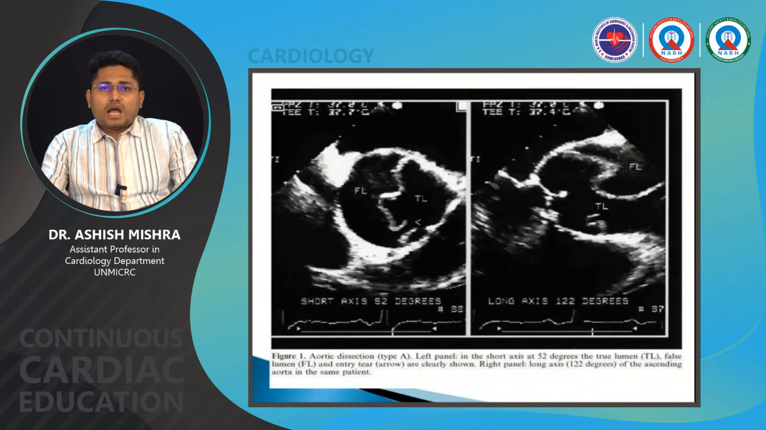Nowadays, CT imaging is available right at the corner, and utilization of transesophageal echo, particularly for acute aortic pathology, is now diminishing. So this is a view where we can see an aortic dissection type A, with a flap separating the false lumen and the true lumen.